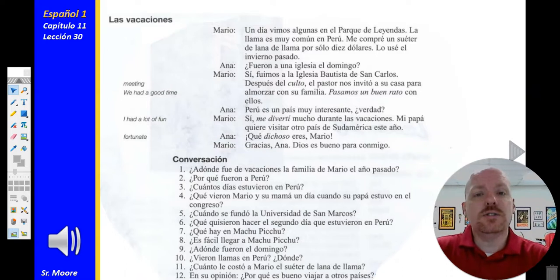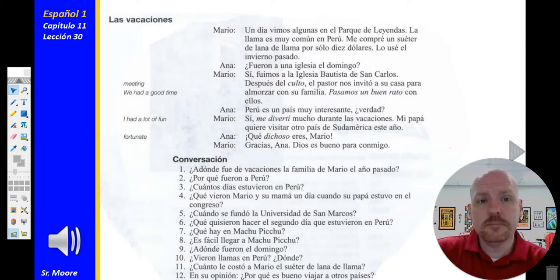I hope you were able to answer that question. The answer is no. No es fácil llegar a Machu Picchu. Es difícil llegar a Machu Picchu. It is difficult to get to Machu Picchu. It's quite a hike.